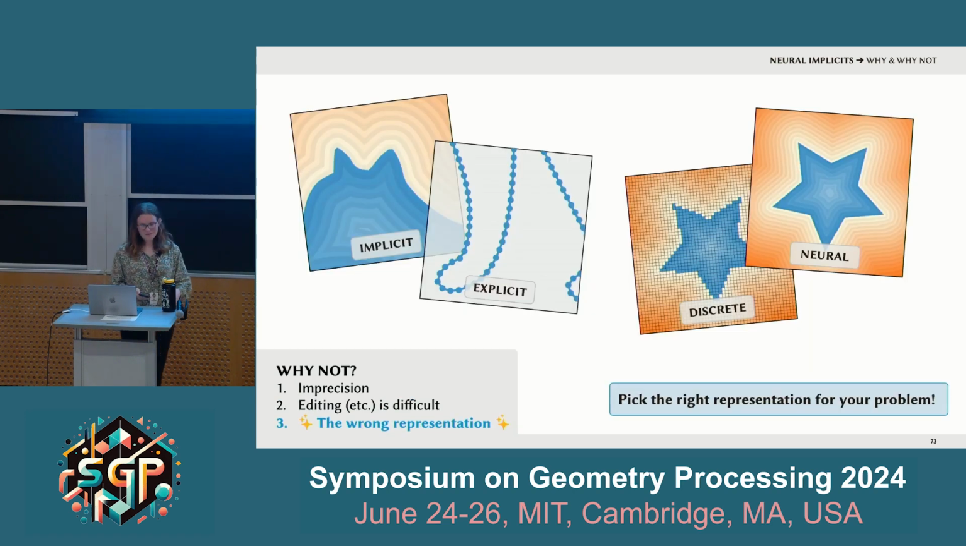Finally, and again, perhaps most importantly, I think it's very important to always pick the right representation for your problem. I think I've already said this, but I'll just mention it again. So this means that if our problem isn't well suited for implicits, maybe it's better to use explicits, and neural implicits might not be the best choice. And of course, we also just talked about a few reasons why a discrete representation might be better than a neural representation. So it's always important to consider.